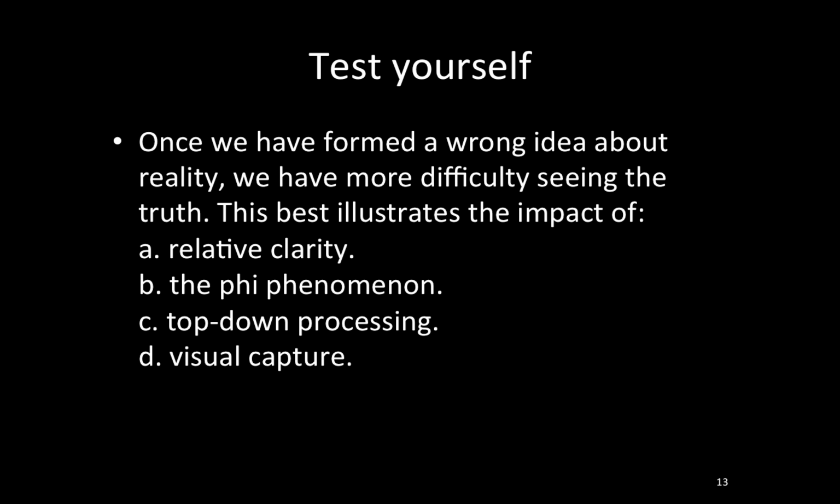Let's do one more. Once we've formed a wrong idea about reality, we have more difficulty seeing the truth. This best illustrates the impact of, is it A, relative clarity, B, the phi phenomenon, C, top-down processing, or D, visual capture? The correct answer is C, top-down processing. Again, make sure that you are paying attention not just to the questions, but to the answers. If you get it wrong, figure out why. If you're having difficulty figuring out why, see your recitation instructor or see me for additional help.